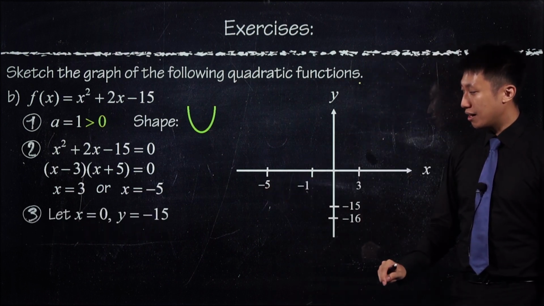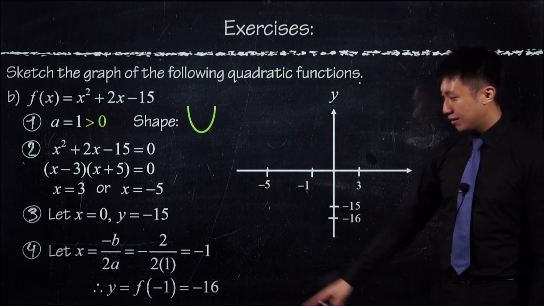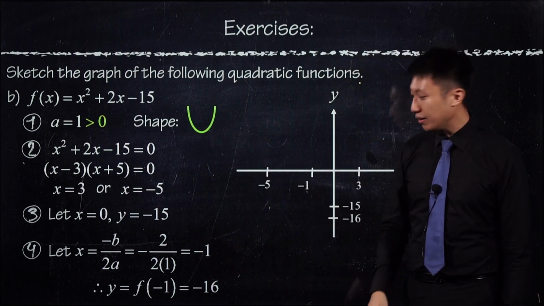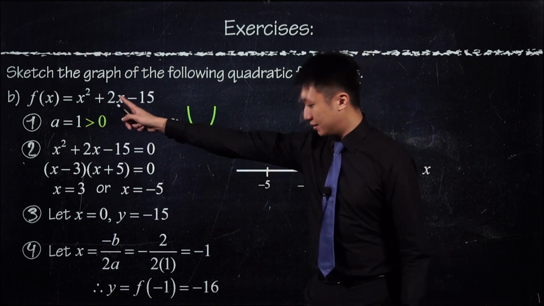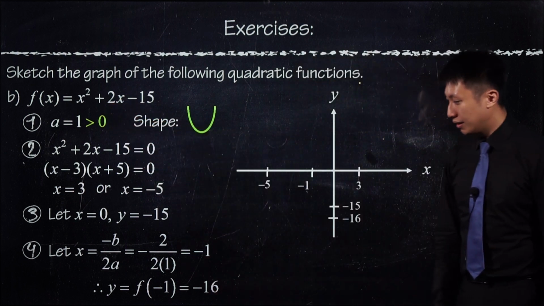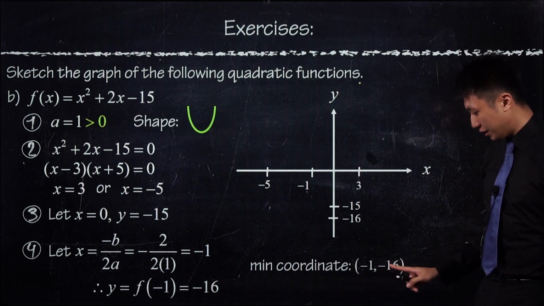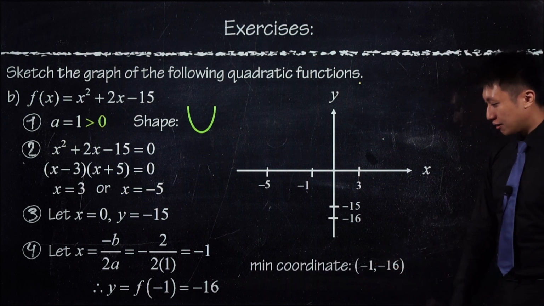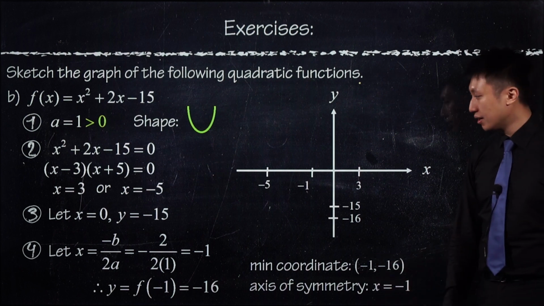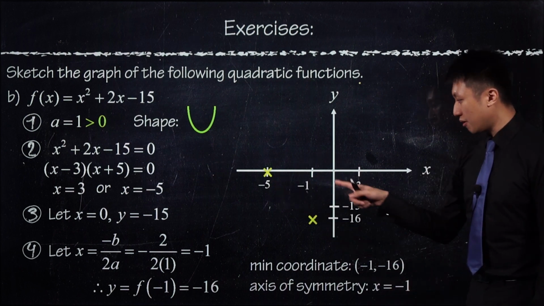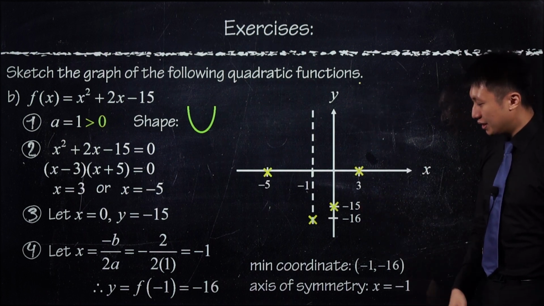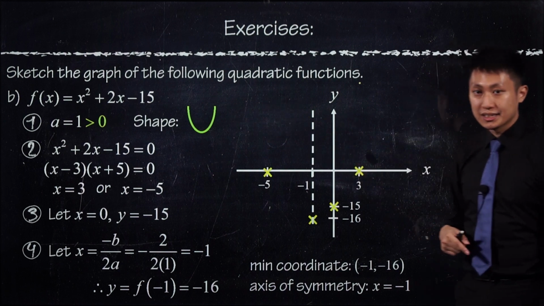Okay, find the y-intercept, then the min/max point shortcut. So for this case it's a min point. Then sub it back. You sub it into f(x), you get -16. Then I get the min coordinate (-1, -16). Axis of symmetry, x equals -1. Just look at the x values. Then I plot again. Then I draw the axis of symmetry. Then I draw a smiley face.